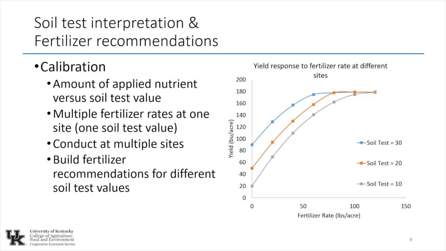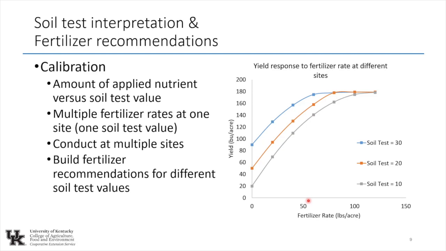In this case, instead of just needing a sufficient rate and a zero rate, you need to apply multiple rates of fertilizer at one site or one soil test value. In this example, we have soil test values of 10, 20, and 30. And we see that we can get to the same yield endpoint regardless of the soil test. But it takes more fertilizer to get there. So at the soil test of 10, we needed about 125, let's say. And at the soil test of 30, we only needed about 50 pounds of fertilizer to get to the maximum yield.